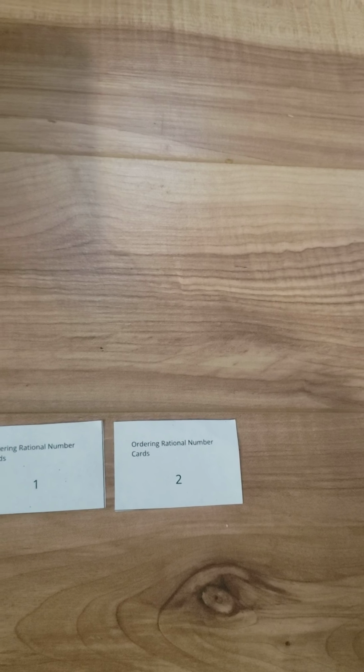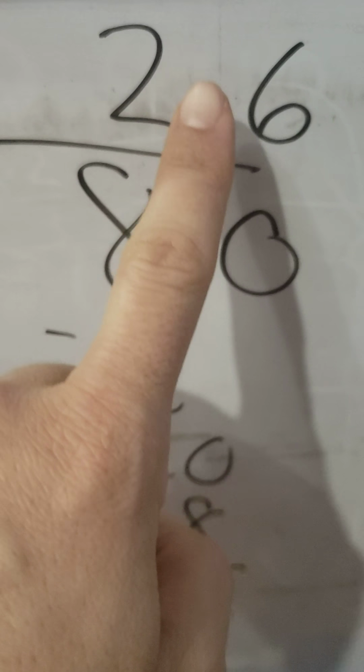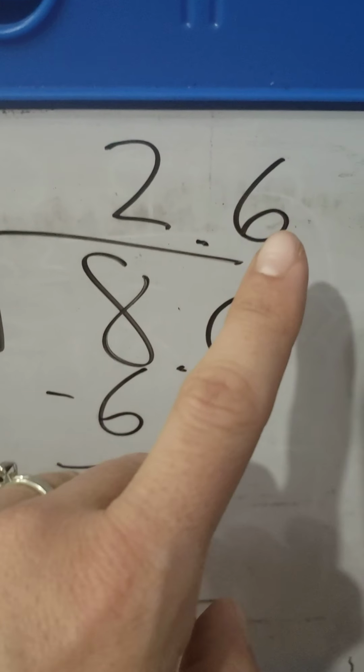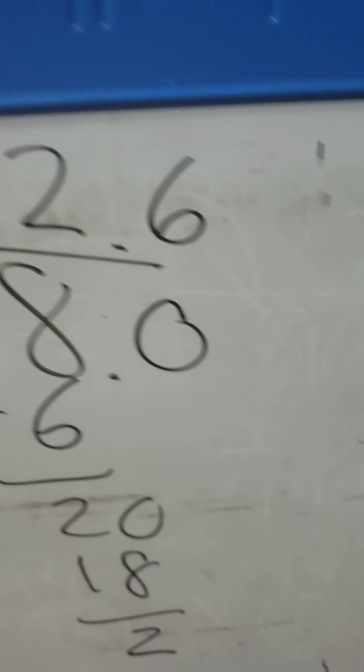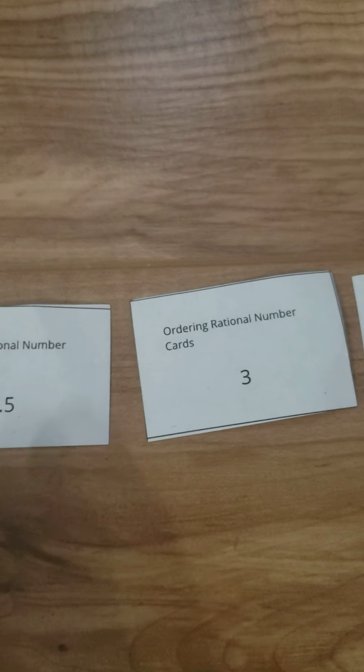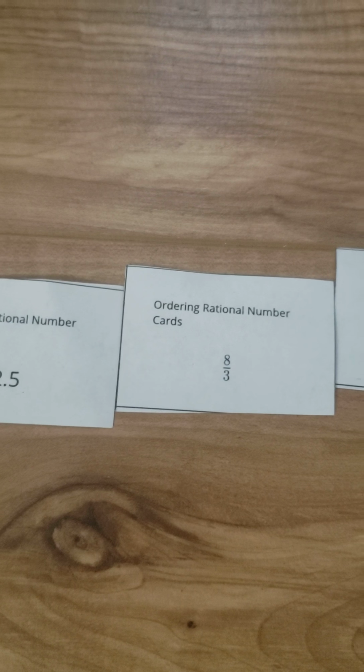If I can't figure out which one is bigger, I can divide it out by using decimals. So if I put the 8 down, I put a decimal here, put a decimal up here, and just add zeros. Now if I keep dividing it out, I would get 2.666, and it kept repeating. So if I look back on my number line, 2.6 compared to 2.5, 2.6 would go in that spot right there.